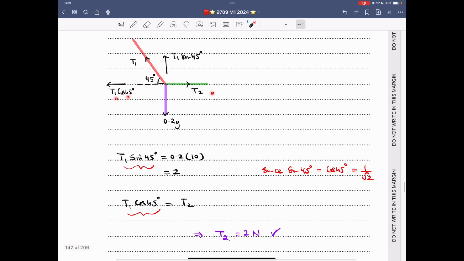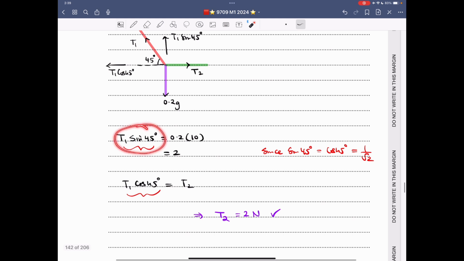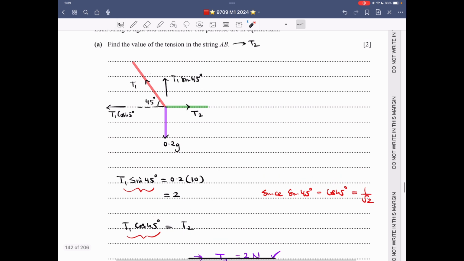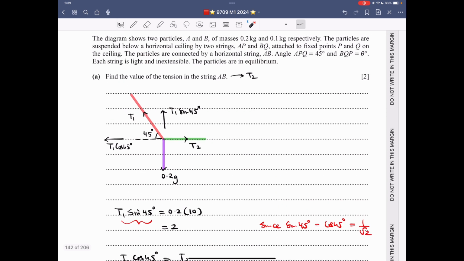T2 is T1 cos 45. And T1 sin 45 is 0.2 g, which is 2. Isn't T1 sin 45 and T1 cos 45 the same? Yes, it is. Why? Because the value of these two is exactly the same. It's a special angle, 45 degrees. Therefore, what is T2 equal to? 2 Newton. No calculator was used in this part.